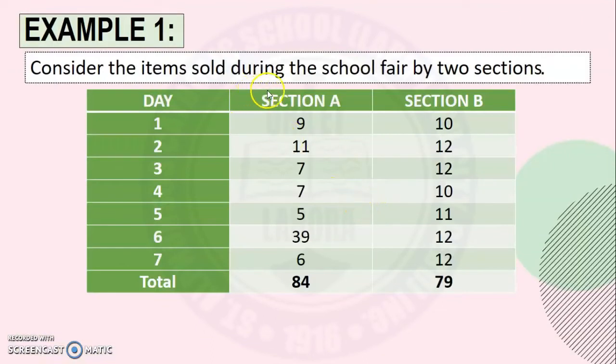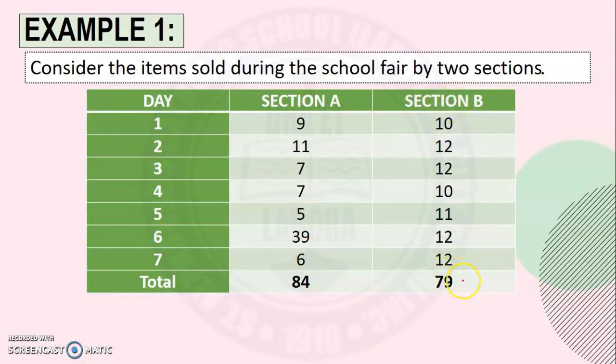Now, consider the items sold during the school fair by two sections. So we have here a table. In the first column, we have the days. Second column, we have the number of items sold by section A from first day to the 7th day. And the third column, we have the number of items sold by section B from first day to 7th day. And as you can see, the total of section A is 84. The total of section B is 79.